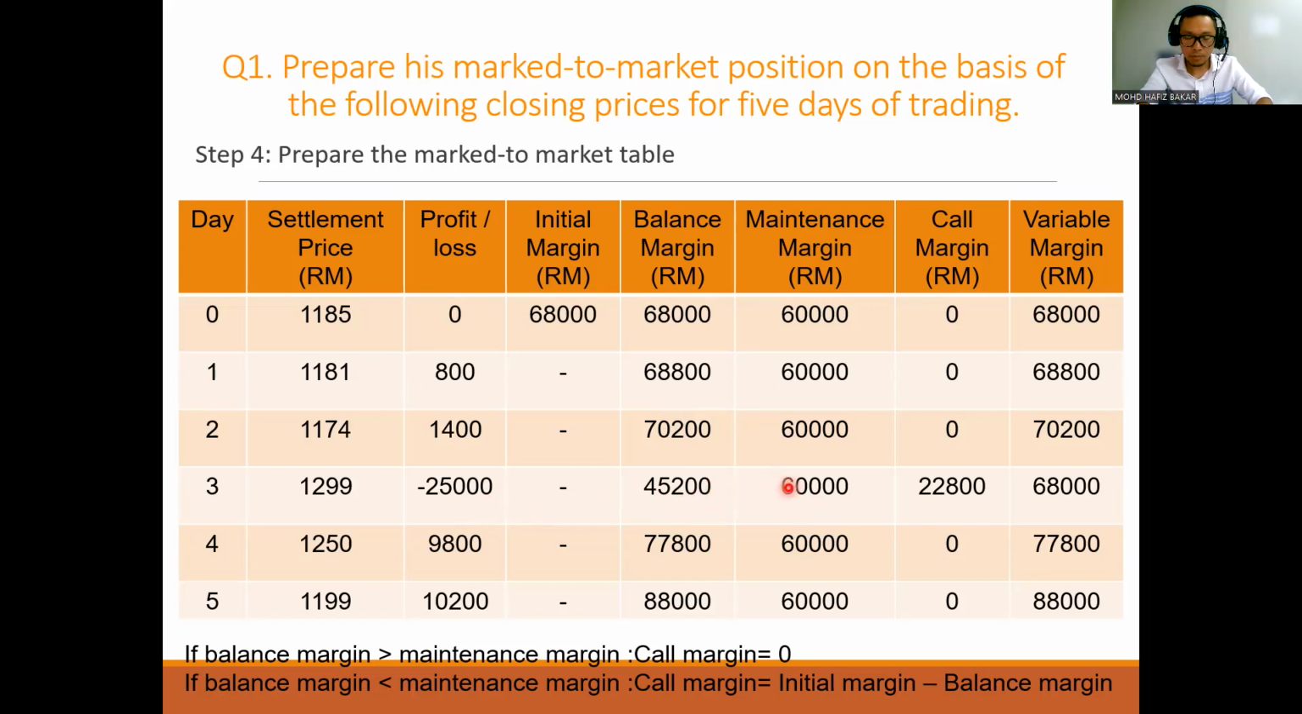How much they need to top up? The maintenance margin minus the 45,200, so dapat 22,800 they need to top up. So the broker needs to call the investor to top up 22,800. So after top up, they left the maintenance margin lah. The balance margin will be 68,000. Okay, 68,000.